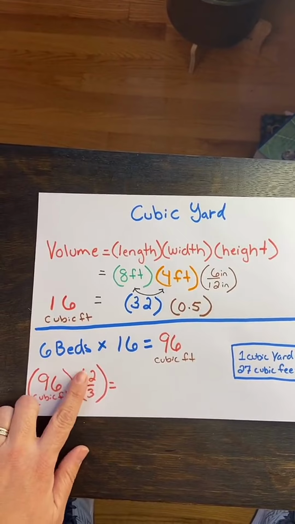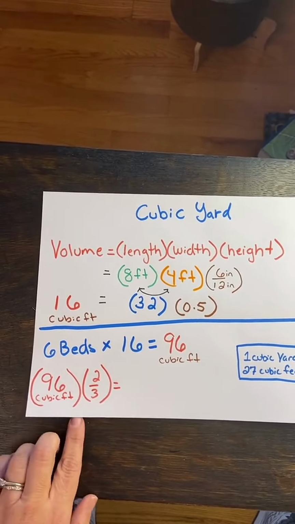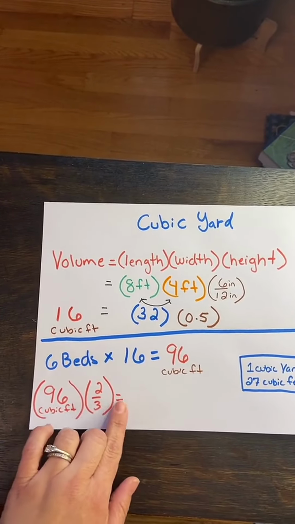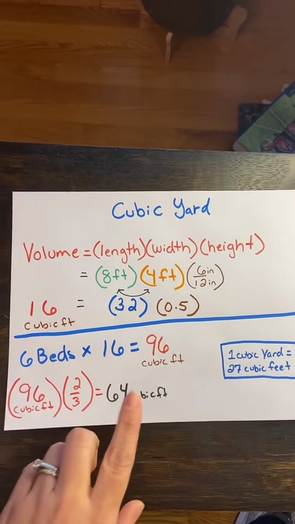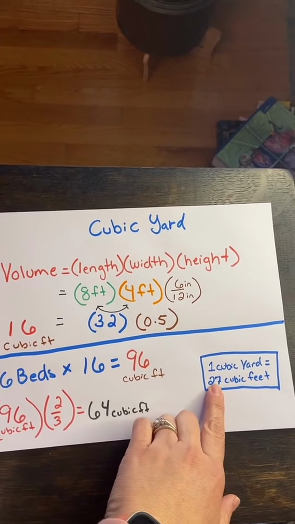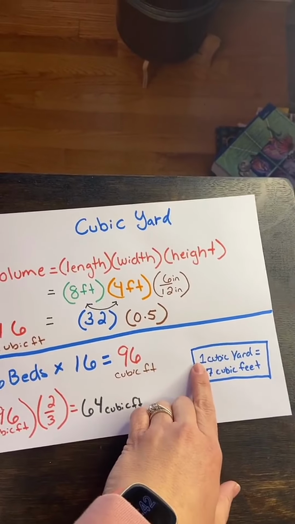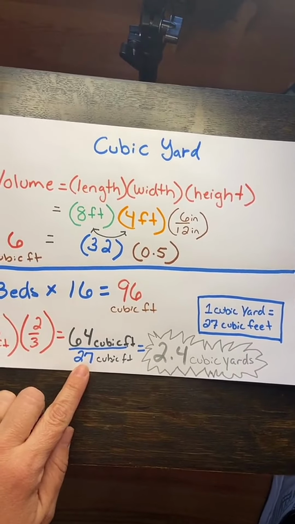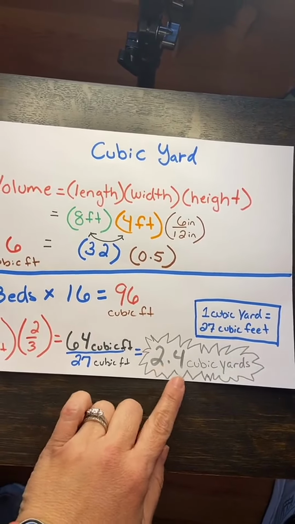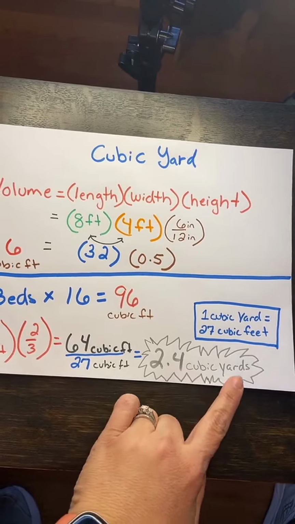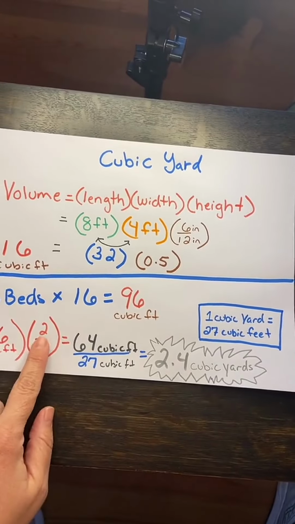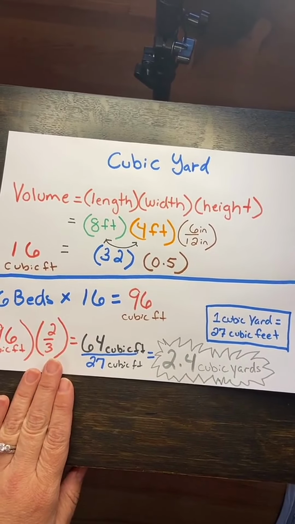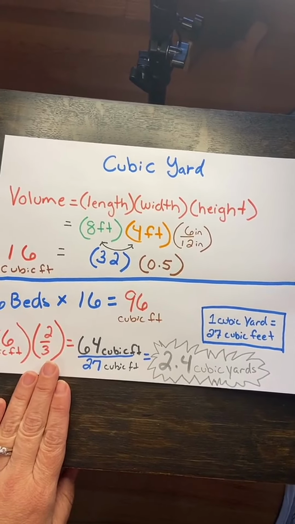So if I want to have 2/3 so that I can potentially have leftovers, I take 96 cubic feet multiplied by 2/3, and that gives me 64 cubic feet, which I then can divide by 27 to get how many cubic yards I'll need. So 64 cubic feet divided by 27 cubic feet means I need approximately 2.4 or 2.5 cubic yards of compost. And then for the other third, I'll have to calculate how much other materials like peat moss or coconut coir and vermiculite I'll need.